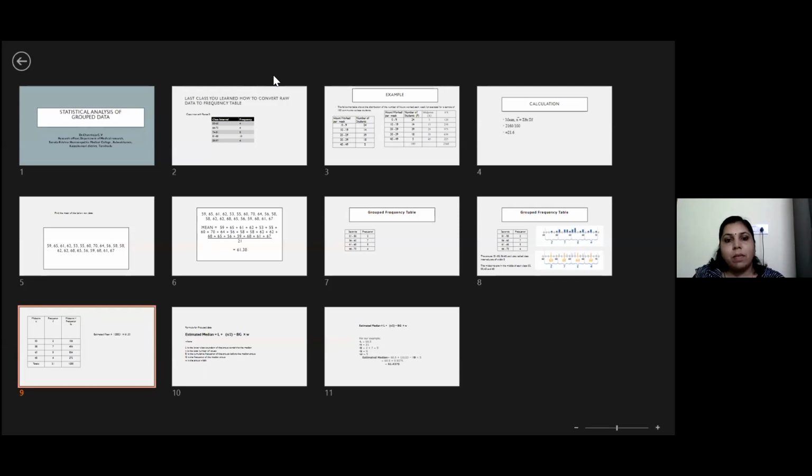Have you solved the problem? Started it? 35 to 39, 40 to 44, 45 to 49, 50 to 54, 55 to 60. The first step is, Pavitra, come on, tell me, what is the first step? Yeah, finding out the mid value. Very good, Pavitra. Mohana Priya, what are the midpoints? Please note it. Tell me now.